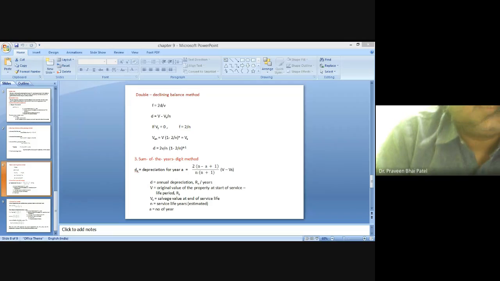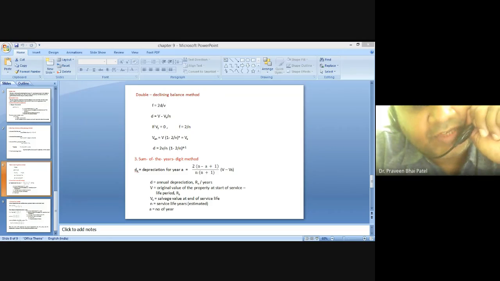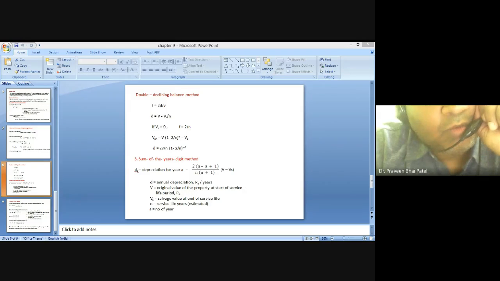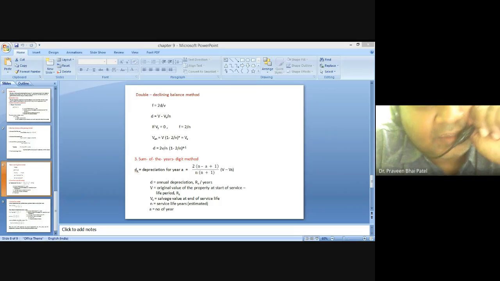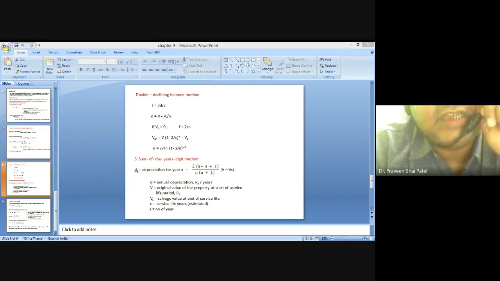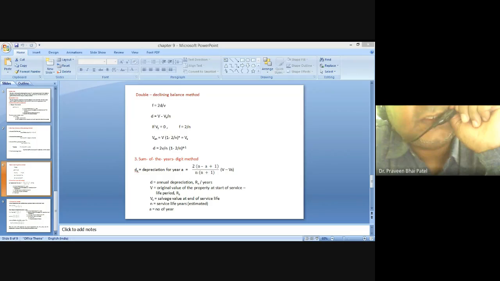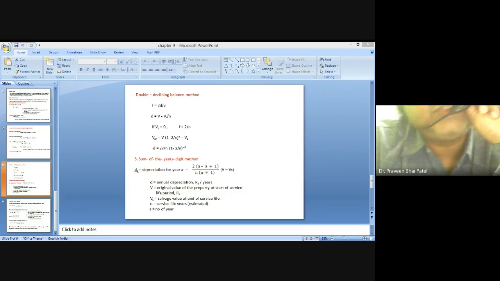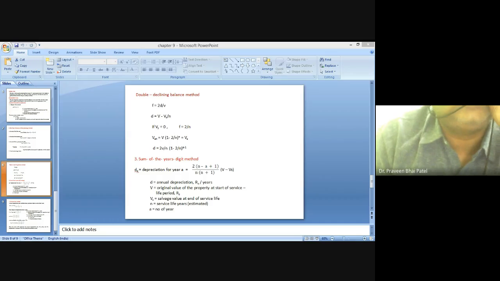Now I am taking again an example as I have taken in the straight line method. We purchased a delivery truck which cost 30,000, and we were calculating that every year there was a depreciation of 2,700 per year, and finally after 10 years the salvage value, that was 3,000, was left with us.